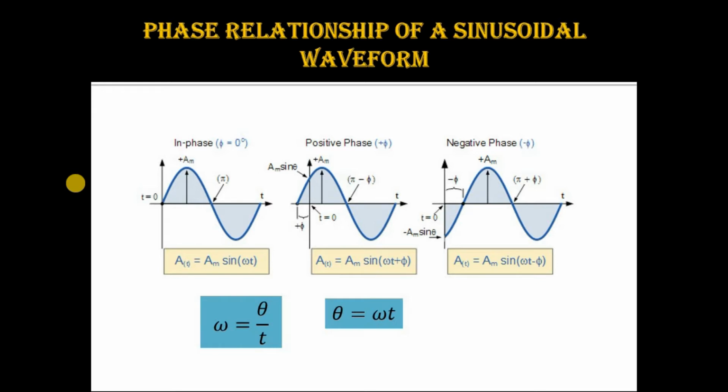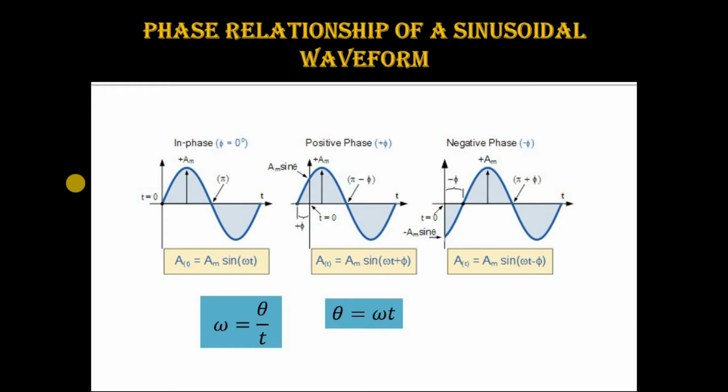Instead of starting at 0, it is starting at phi. So a 5-degree phase delay is there. So how to write the defining equation? Am sin theta minus phi, or Am sin omega t minus phi, because it is delayed by 5 degree. It starts late. It is not starting from 0. It's starting late. So Am sin omega t minus phi.